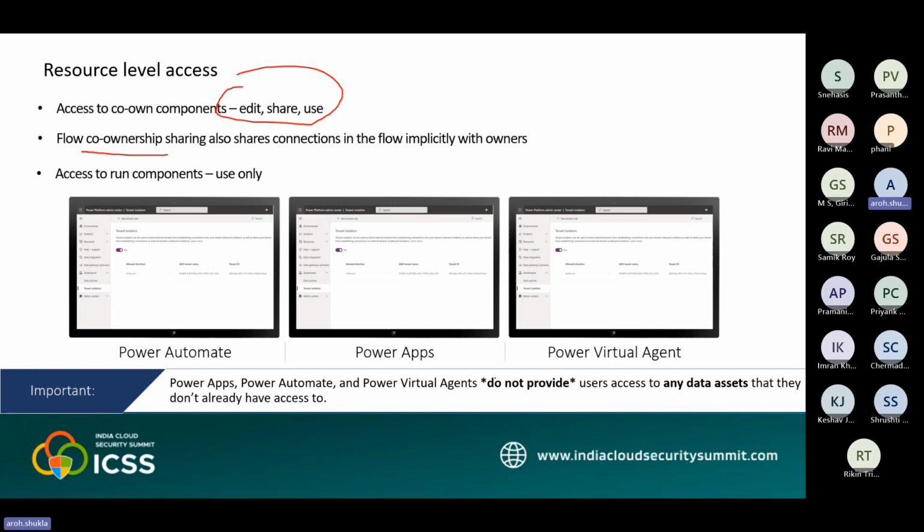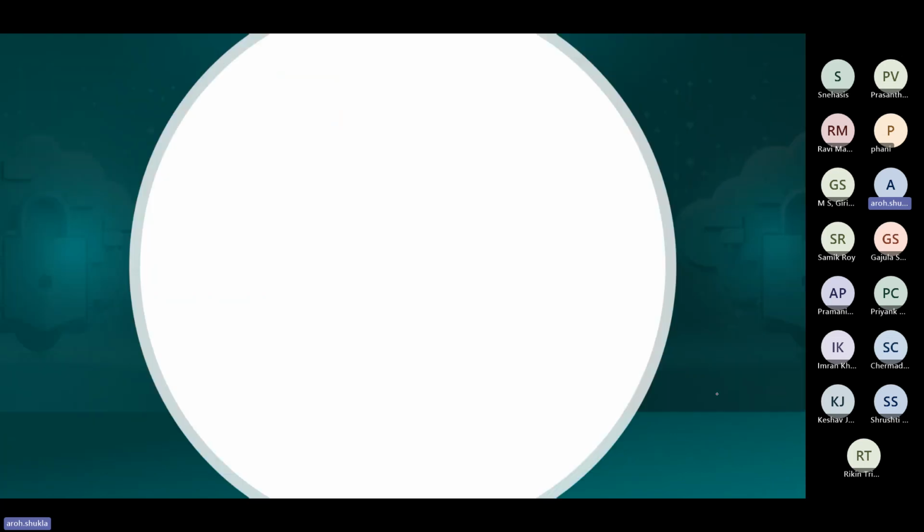Now I put something in bold here. This is a very common thing: users can access the Power Virtual Agents, PVA, and Power Apps, but they don't have access to the data. So I showed you previously as well. Users can access the app, but you also have to give access on the data. Two things you have to do. So I'm just rephrasing that you have to give access to both aspects.